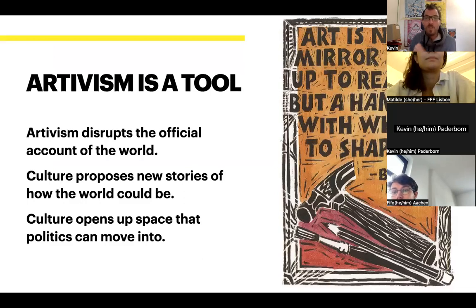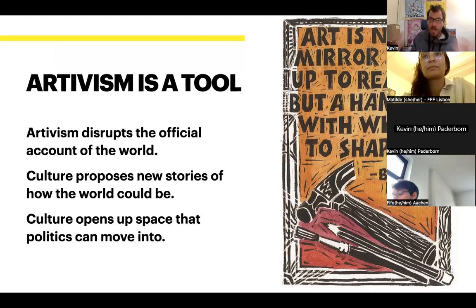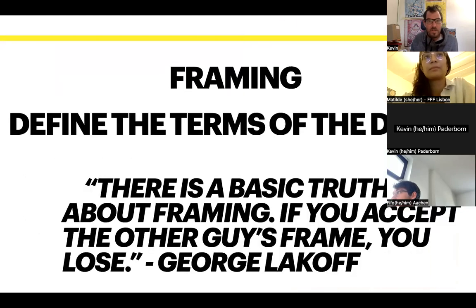So let's always remember, artivism is a tool. Art is not a mirror held up to the world, but a hammer with which to shape it. Art is not a way in which we comment on the world. It's a tool to change the world itself. So artivism disrupts the official account of the world. Culture proposes new stories of how the world could be, and culture opens up space that politics can move into. Often this is about how do we show an idea and name an idea so that other people can have a vocabulary, have an understanding to talk about it.